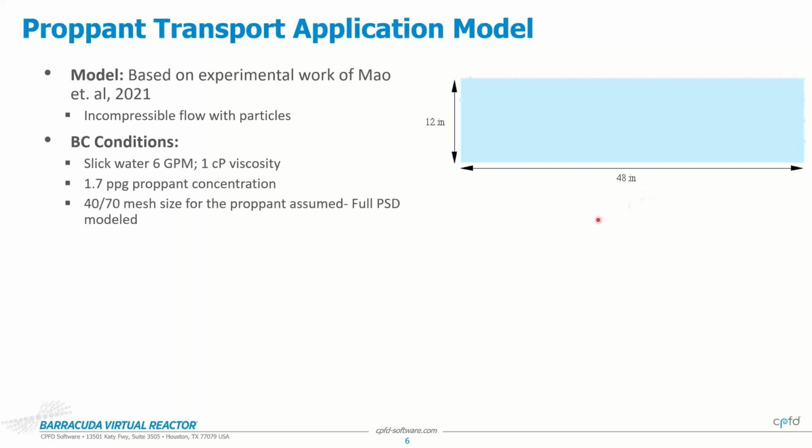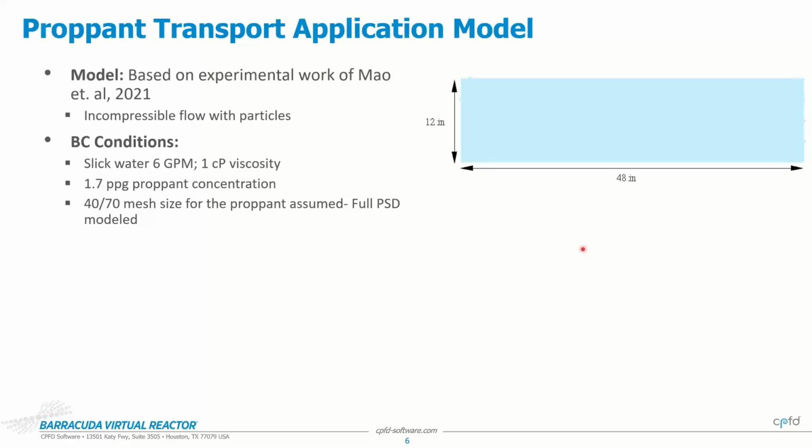Importantly, we are using a 40 by 70 mesh size for the proppant down here. This distribution was not provided in the literature that we actually took this geometry from, so this is something we assumed. 40 by 70 is a very commonly used mesh size.